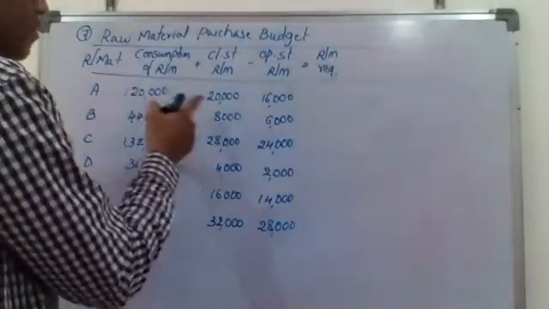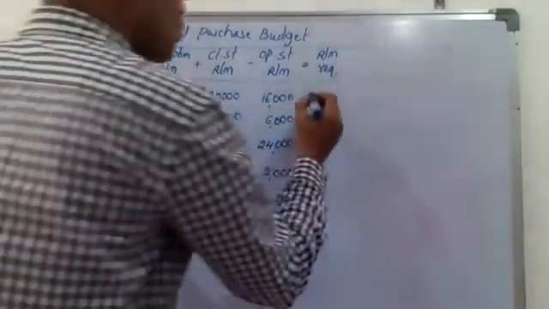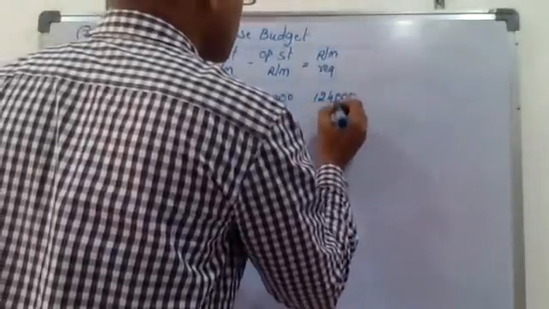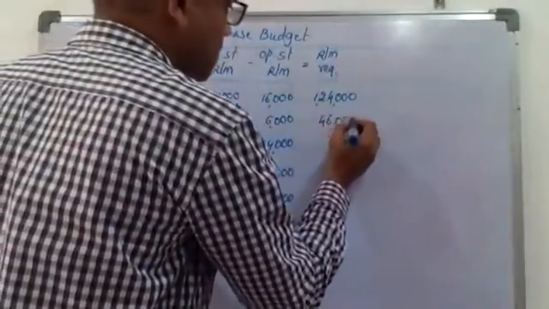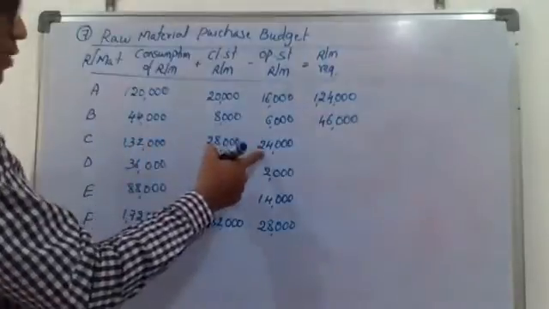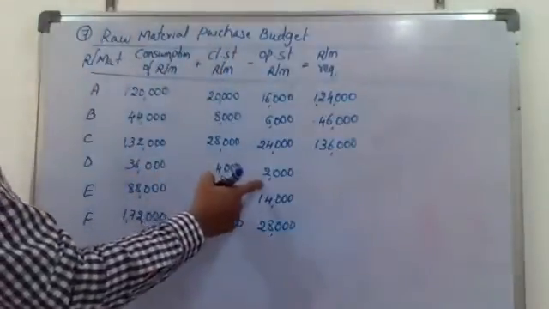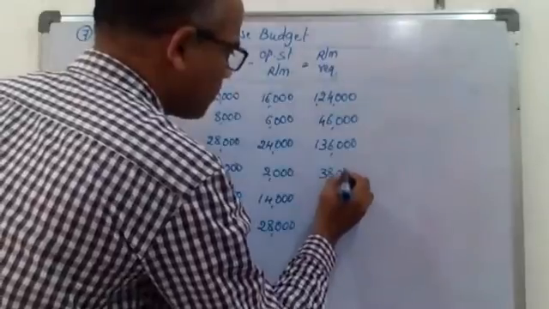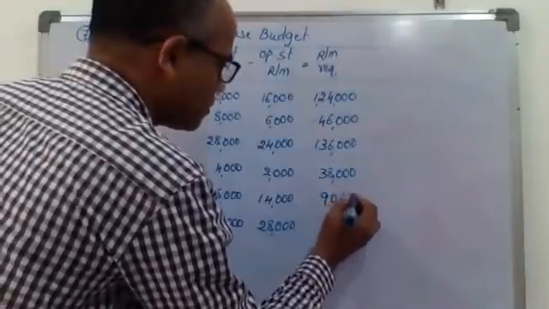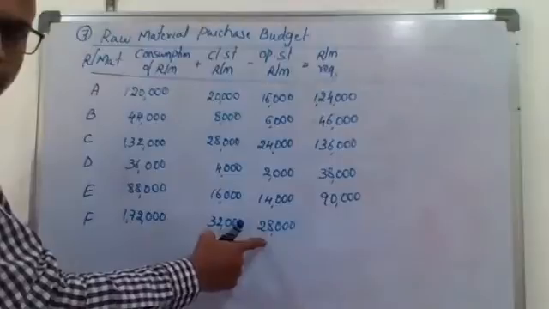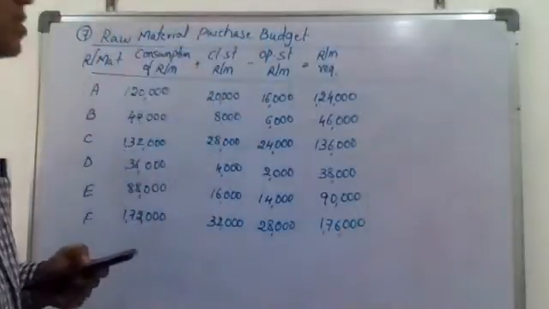So what am I going to do? This plus this minus this, right? So 1,20,000 plus 20 minus 16 gives you 1,24,000 kilos. 44 plus 8 minus 6, it should be 46,000. 132 plus 28 minus 24, so it should be 1,36,000. 36 plus 4 minus 2 should be 38,000. 88 plus 16 minus 14, it should be 90,000. 1,72,000 plus 32 minus 28, so 4,000, 1,76,000. Now this is your raw material required.